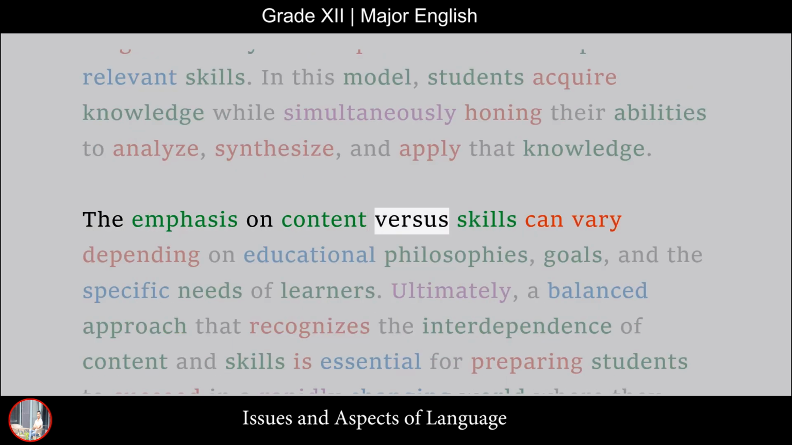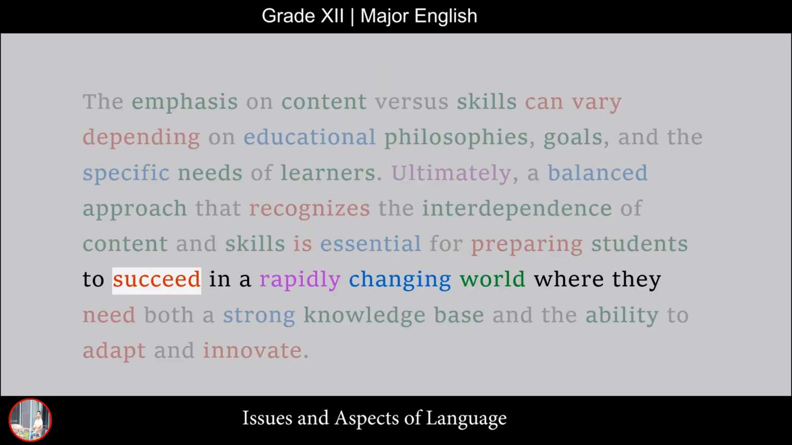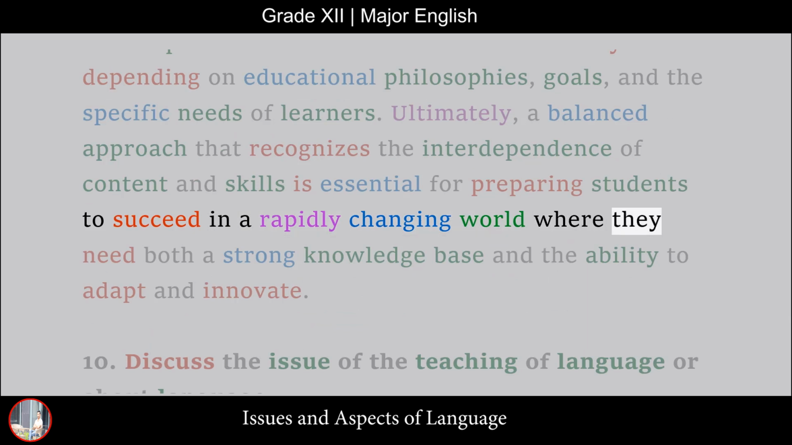The emphasis on content versus skills can vary depending on educational philosophies, goals, and the specific needs of learners. Ultimately, a balanced approach that recognizes the interdependence of content and skills is essential for preparing students to succeed in a rapidly changing world where they need both a strong knowledge base and the ability to adapt and innovate.